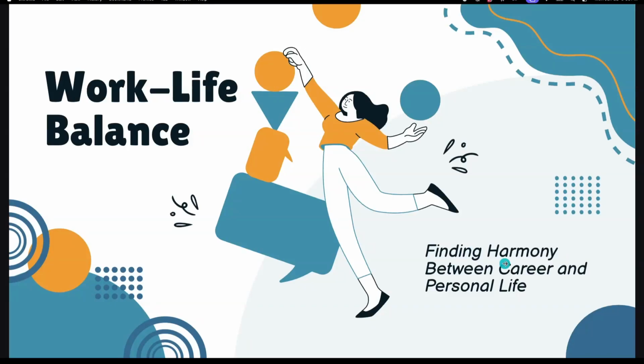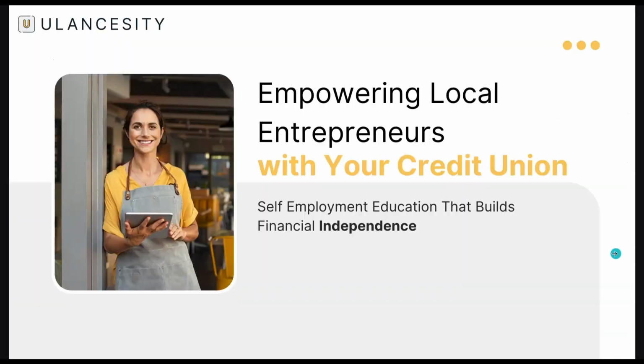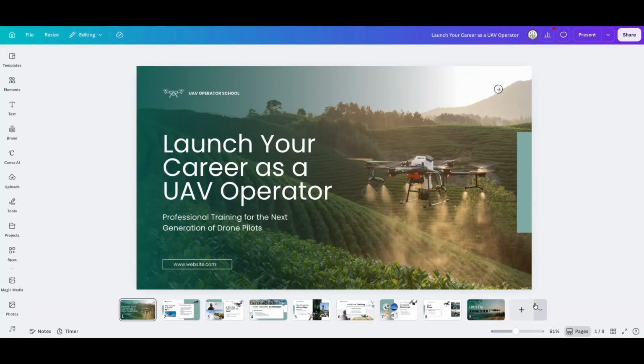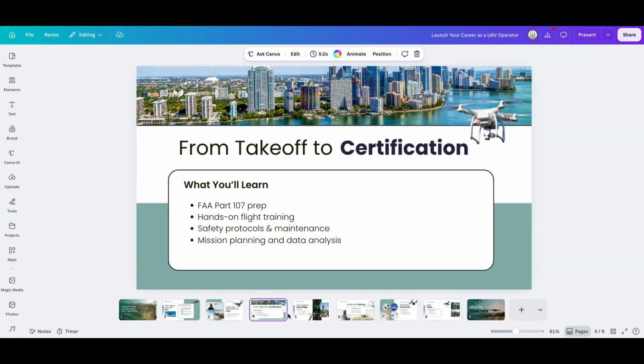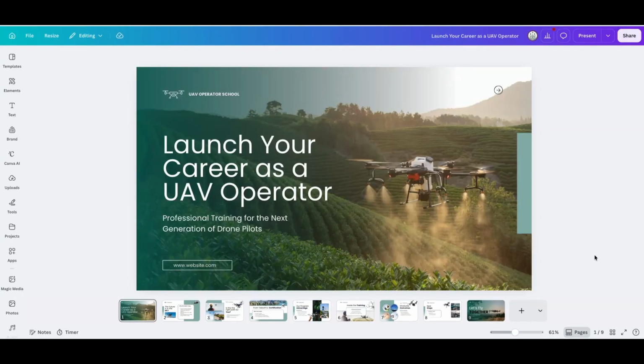If you've spent real time building something beautiful in Canva and then thought about making it interactive in Genially, you can do a direct export of your design straight from Canva. That's exactly what we're walking through today. I'm going to take this UAV operator school presentation and bring it into Genially using the Canva connection app, and then we're going to show some transformations to engage your audience.